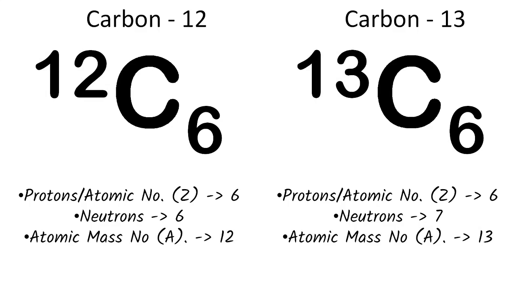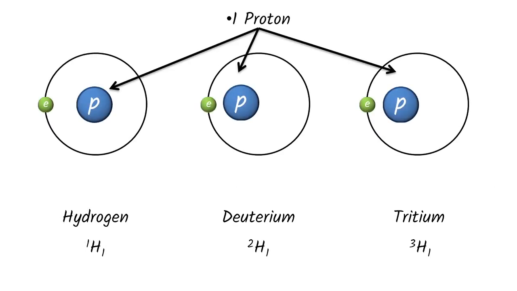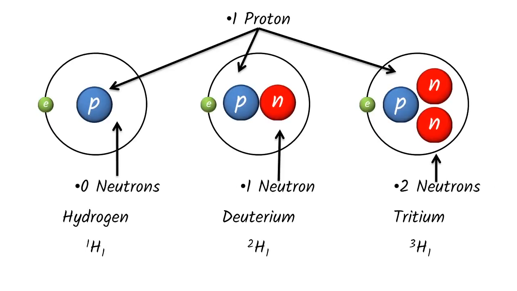Another example would be the isotopes of hydrogen, which are hydrogen, deuterium and tritium. They all have a single proton, but have a different number of neutrons.